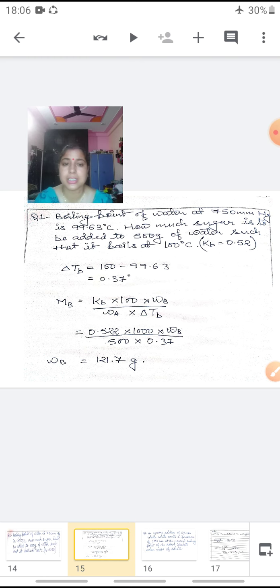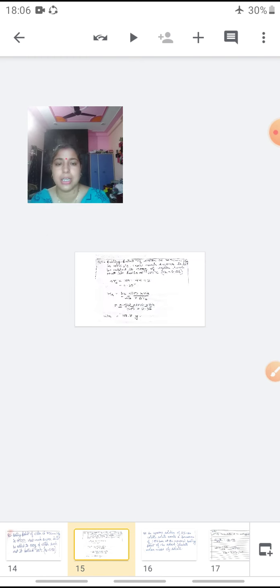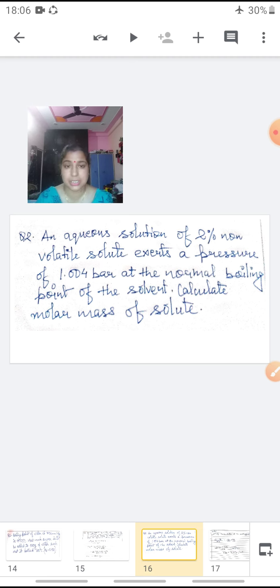Now the first question is done. We'll start with the next question. The next question that I've given you in the previous presentation was this question: the aqueous solution of 2% non-volatile solute exerts a pressure of 1.004 bar at the normal boiling point of the solvent. Calculate the molar mass of the solute. Now children, here I've already told you that the meaning of 2% is that 2 gram of the non-volatile solute is added to 98 gram of the solvent. So WA and WB come out from this 2%.